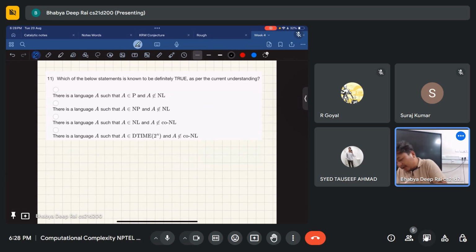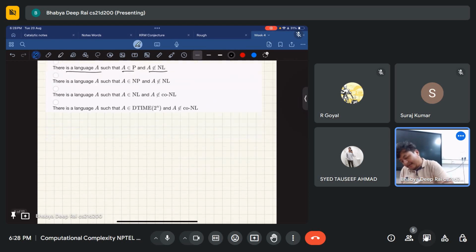The first one is: which of the below statements is known to be definitely true as per the current understanding. Option A says there is a language A such that A is in P and A is not in NL. Let's make the diagram again. P contains NL. It is saying there is a language A that is in P but not in NL. That is, this containment is strict. This is what A is saying.